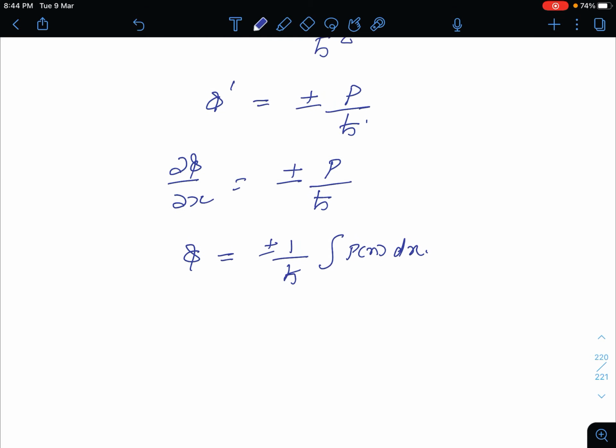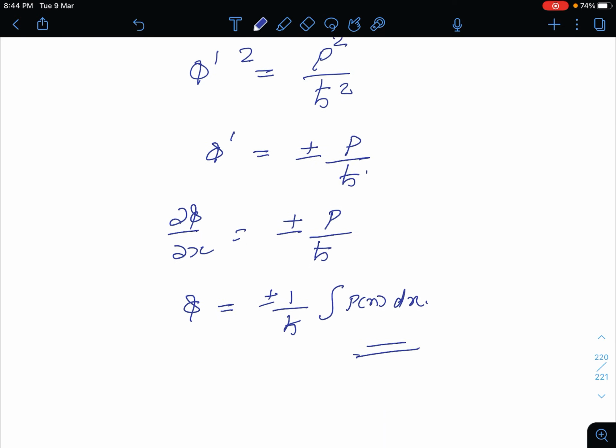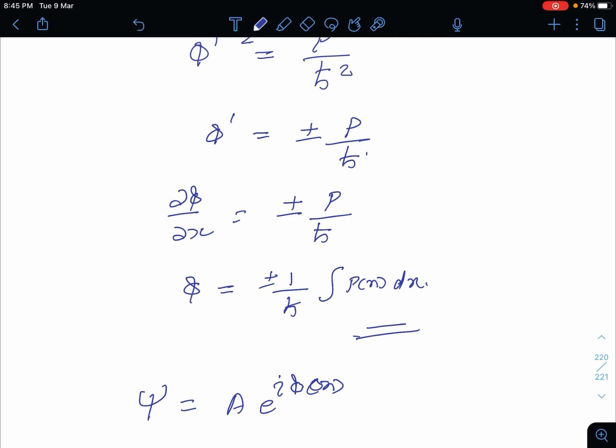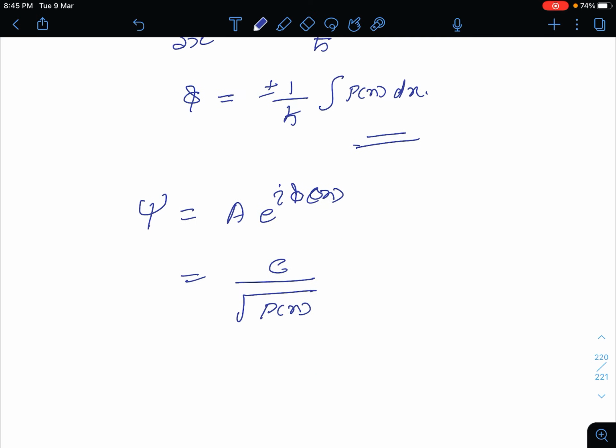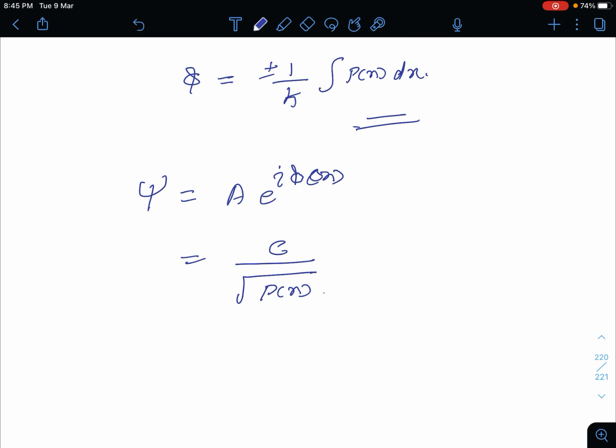So now we got the phi, we got the a and everything. So now I can write psi is equal to a e raised to i phi of x, which we have used. So a we got as c divided by root of p of x, because phi dash is equal to p by h cross. Let's say p by h cross, no problem. This h cross can be absorbed into c, no problem.